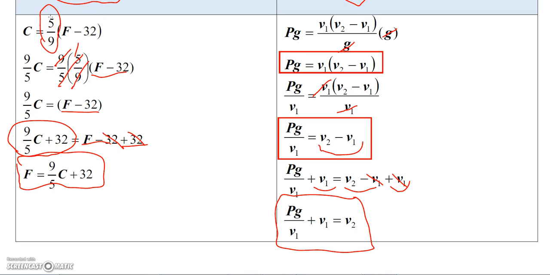Okay, so that pretty much covers that. The next section I'm going to talk about is going to show you how to solve absolute value equations. So we'll do absolute value equations next, and then the last section for this chapter will involve word problems or applications of linear equations.